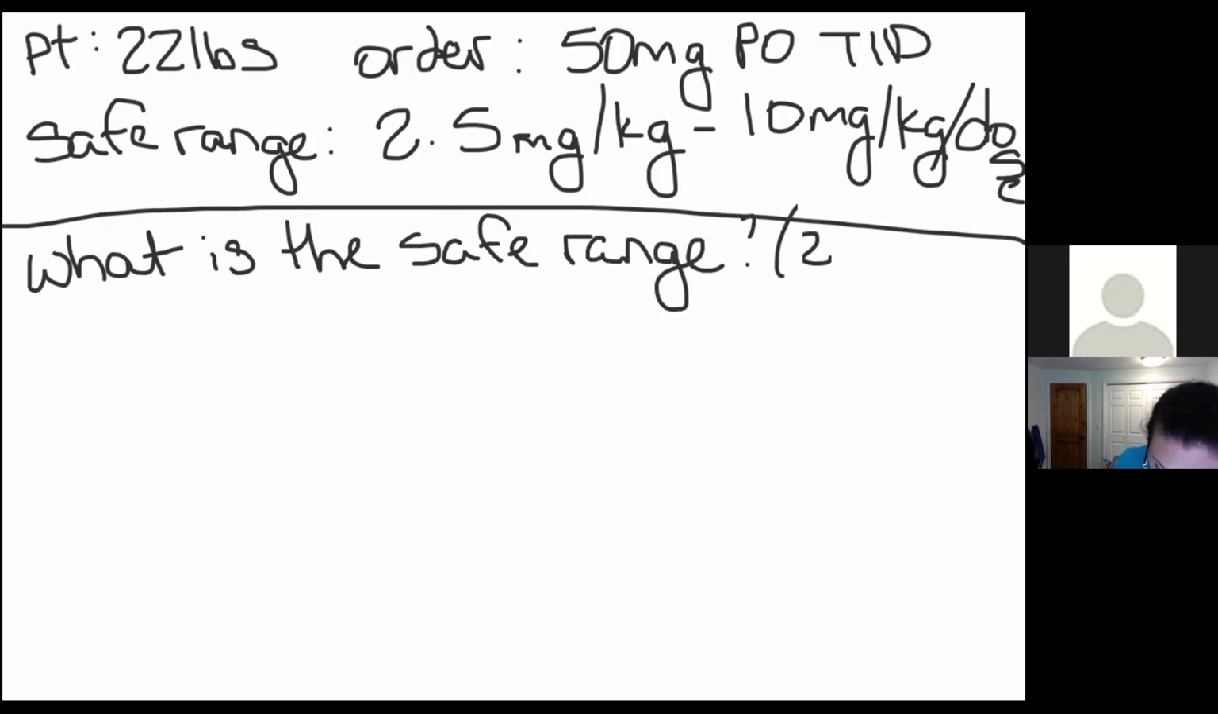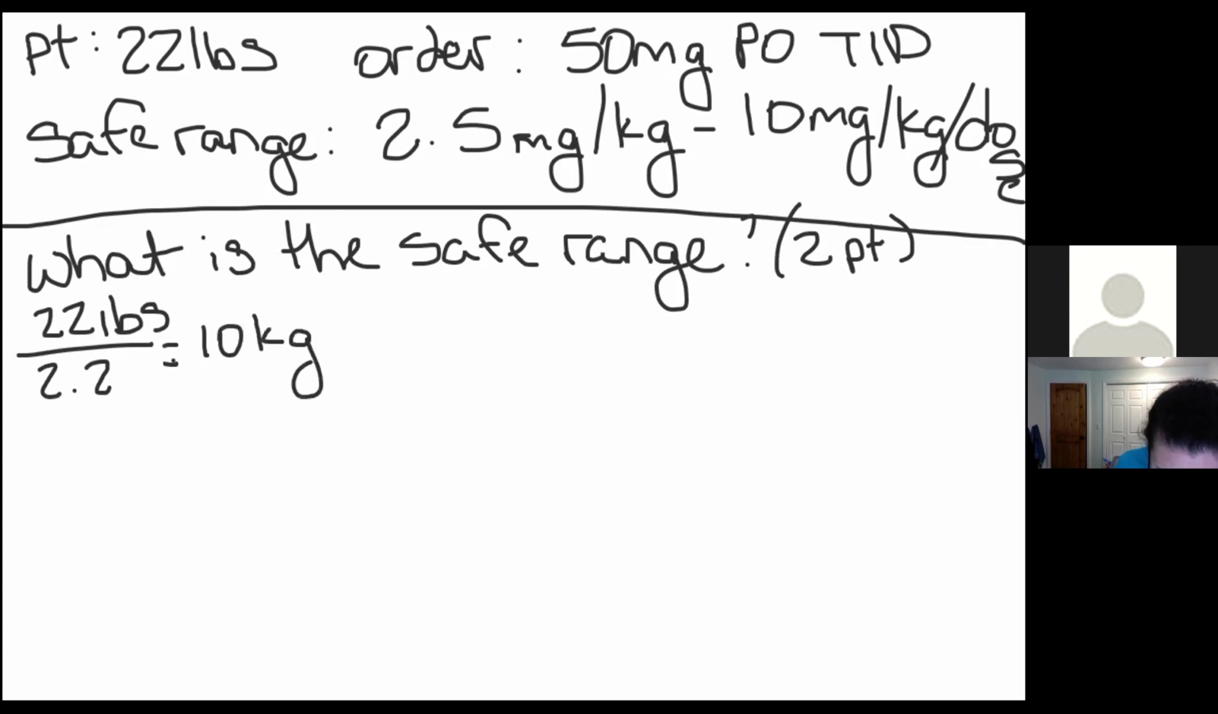This is a two-part answer. So the first thing that I want to do is determine my patient's weight in kilograms. We have 22 pounds divided by 2.2 is going to give me 10 kilograms. Nice, easy round one to start this one. So 10 kilograms. The next step that I want to do is incorporate my safe range numbers, and I want to figure out my safe range in milligrams for this patient.